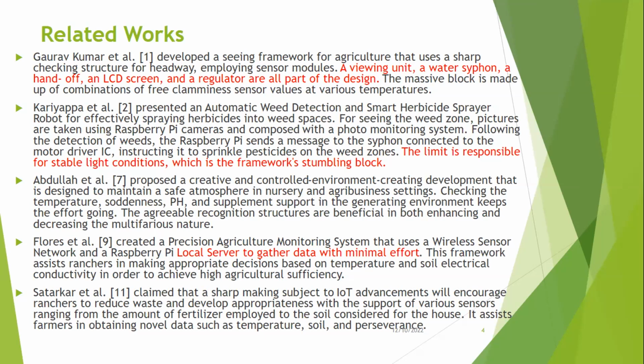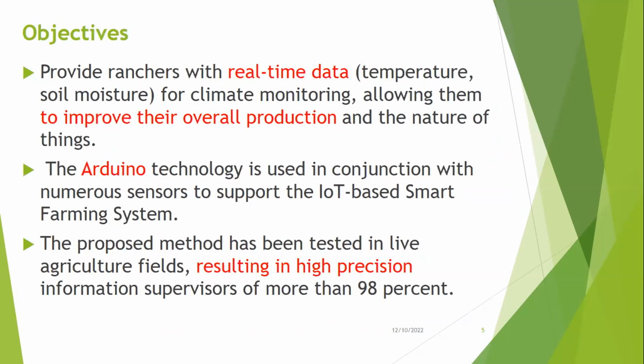But in most of the cases, they have not combined all the sensors and have gone with individual conditions, and based on that they are able to obtain a certain result, not a complete one. So hence we thought about combining many sensors together, and we want to automate the system with the help of IoT. The objective of the paper is to provide farmers with real-time data, temperature and soil moisture for climate monitoring, allowing them to improve the overall production and nature of the things.